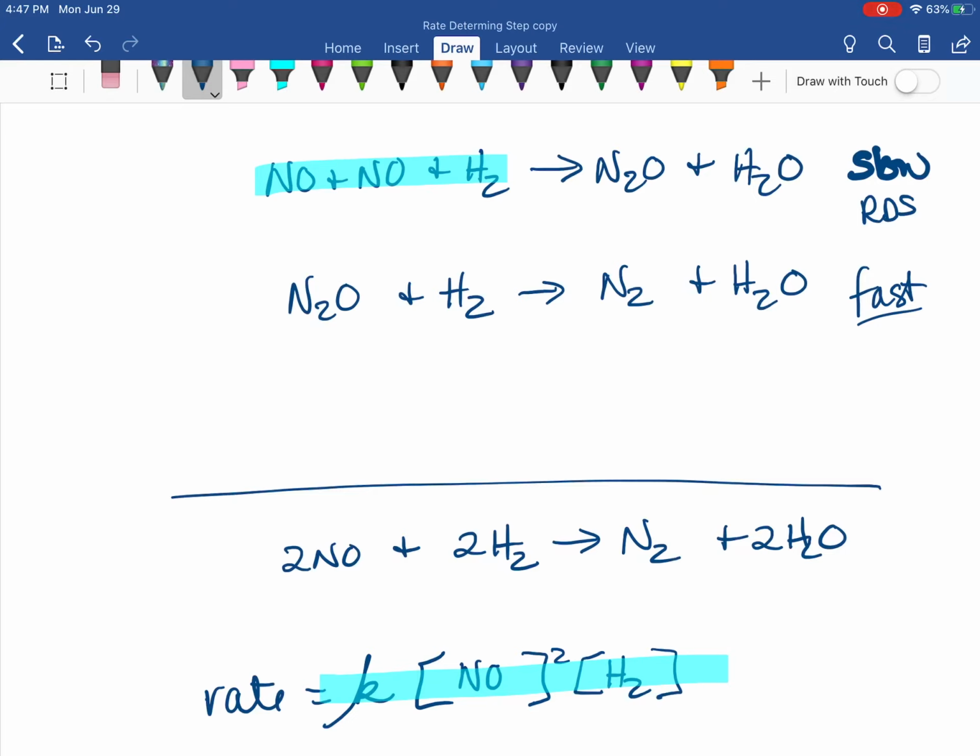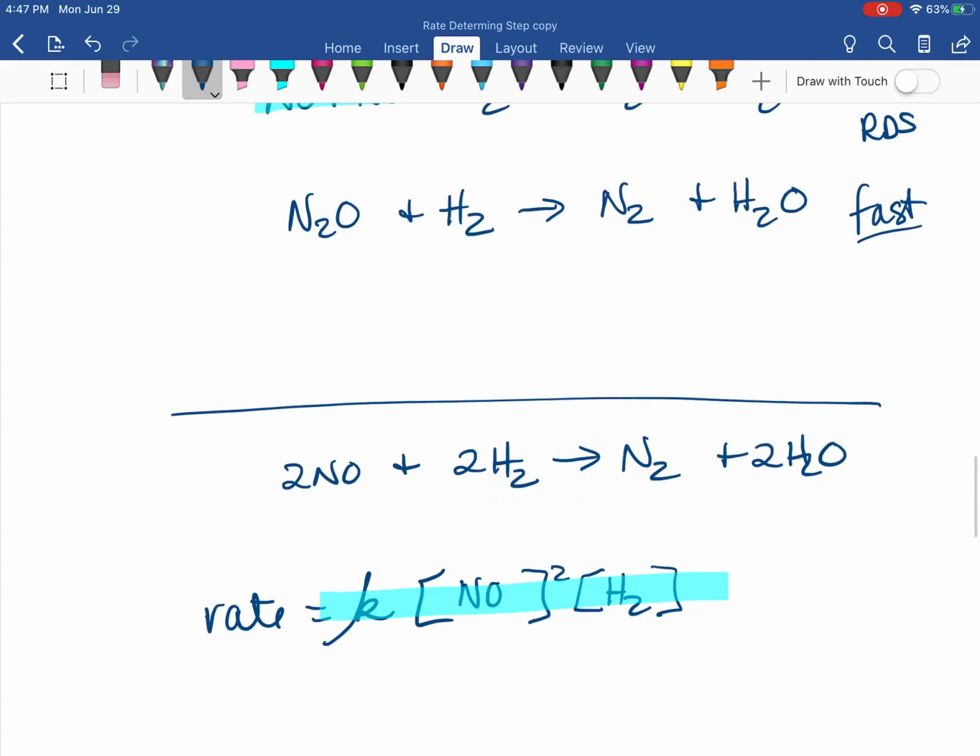Okay. If something doesn't match, that means there was a mistake somewhere. Your rate determining step literally matches your slow step. So if you can take a look at these problems, you literally just have to match the slow step with your rate law. And that's it. It seems really complicated, but it's actually nice and straightforward.